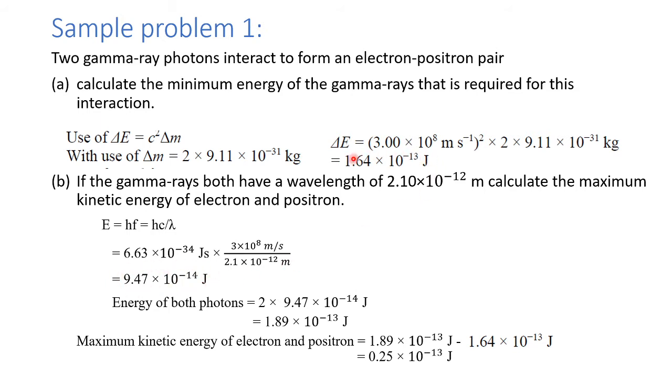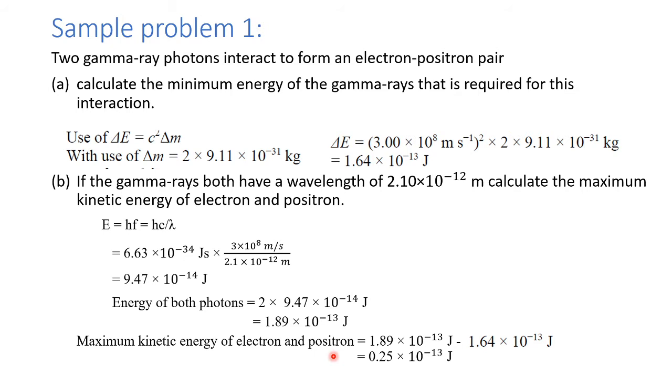So this is the rest mass energy. Here we have calculated the energy of one photon. As two photons are involved, we multiply it by 2 to get the total photon energy. When you compare the total photon energy and the rest mass energy, you can see there is a difference. The photon energy is greater than the rest mass energy, so there is an extra energy. That extra energy is transferred as the kinetic energy of the two particles produced, the electron and positron.